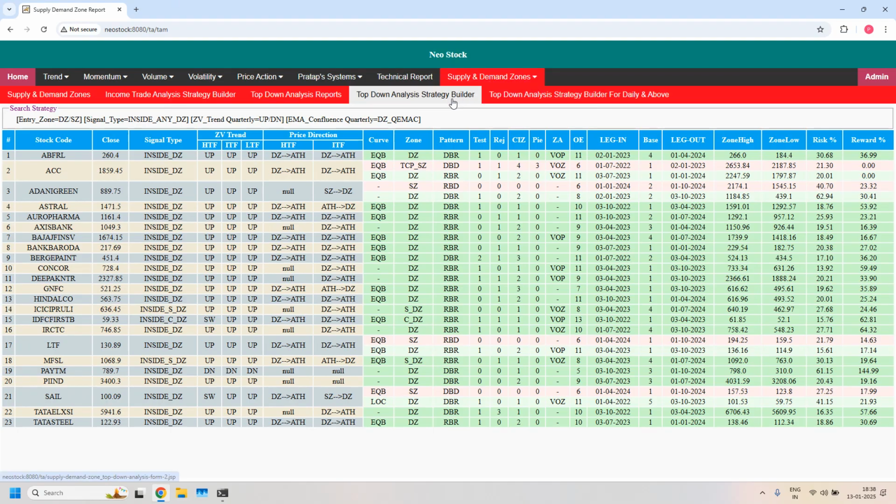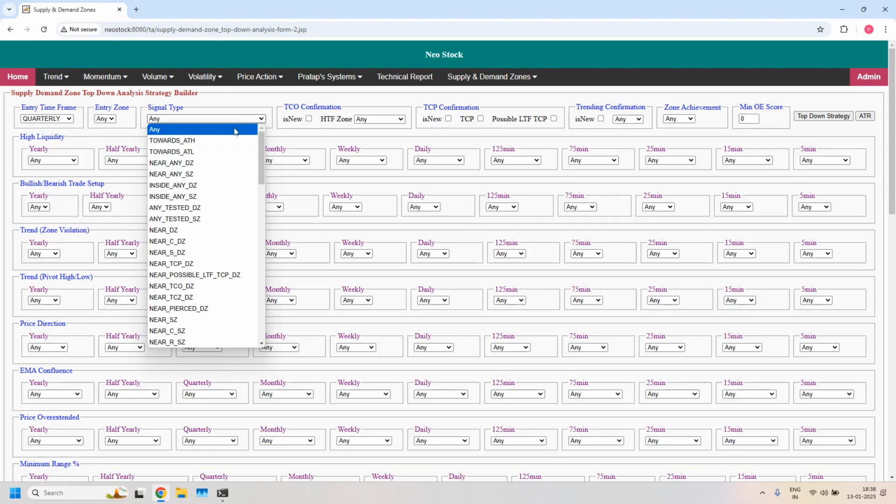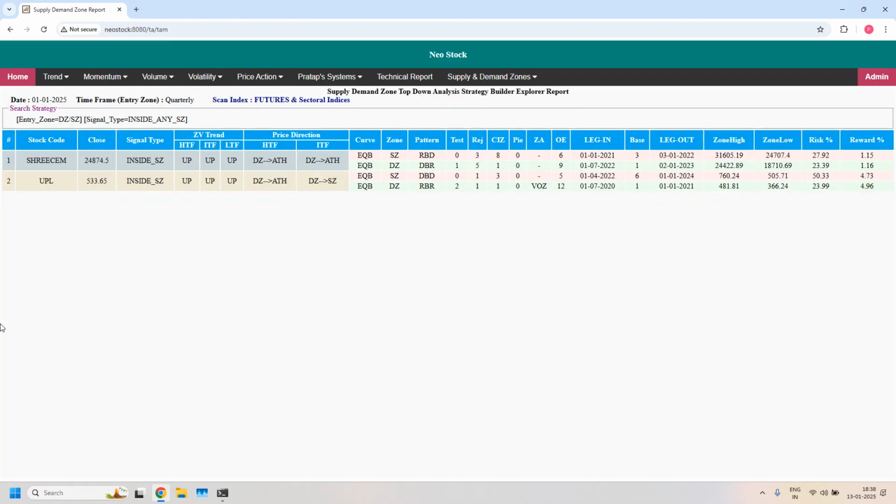Okay, next quarterly time frame. Price closed inside the quarterly supply zone. We got 2 stocks.